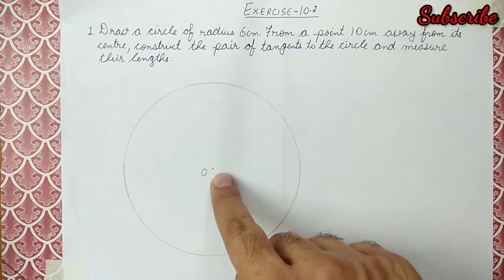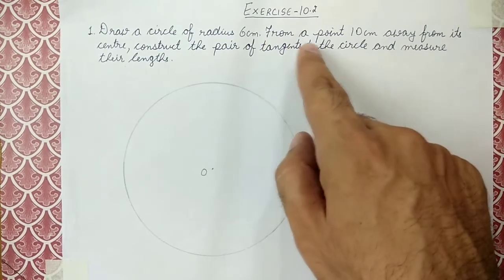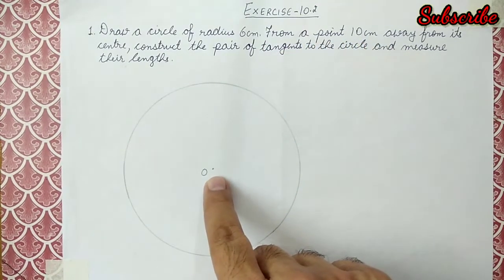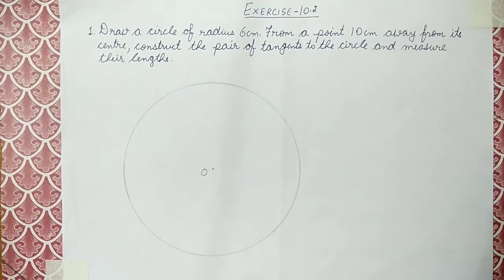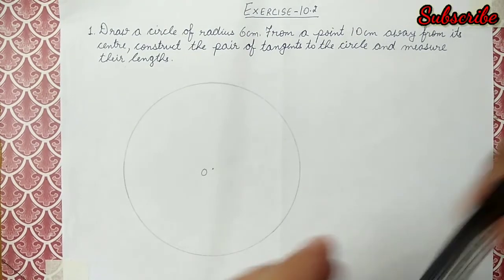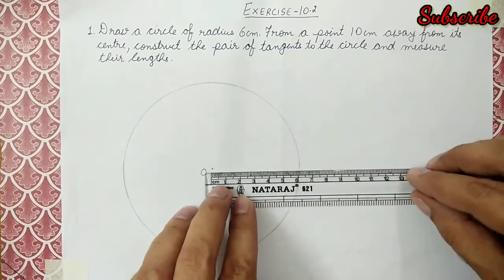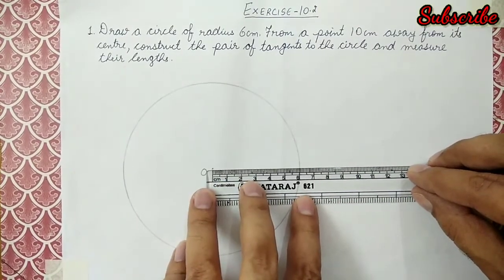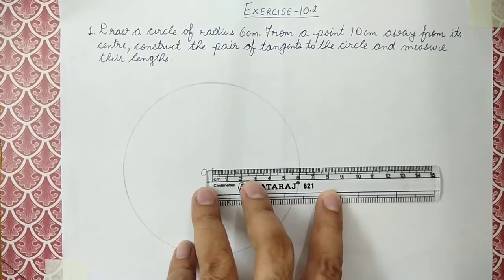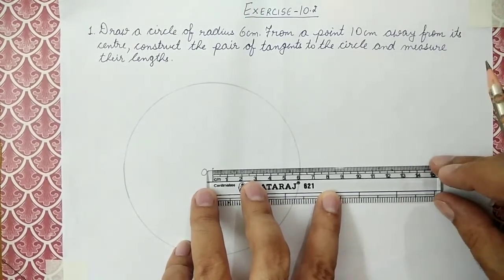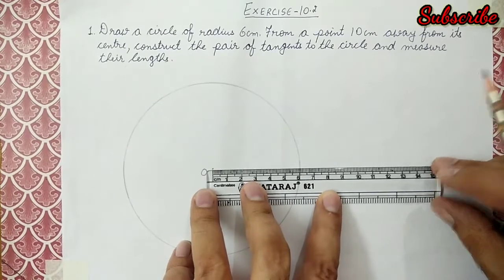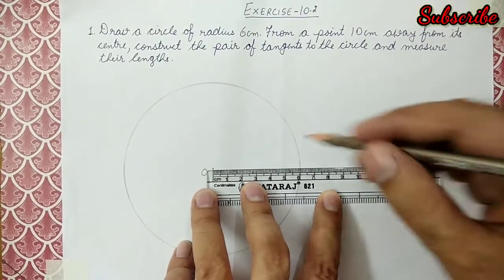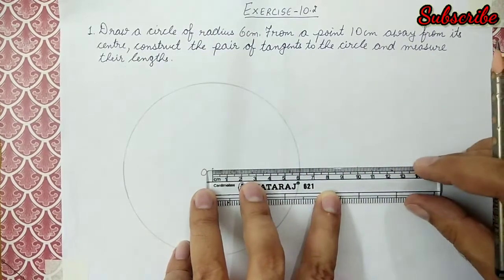This is the center of the circle. Next thing they say, from a point 10 cm away from its center. Now I have to take a point which is 10 cm away from this center. So let's draw a line segment. Whenever we have to draw a tangent from a particular point, we always join that point with the center. This is the first step. So this is the point 10 cm away. I just mark it out at 10 and then I join them.